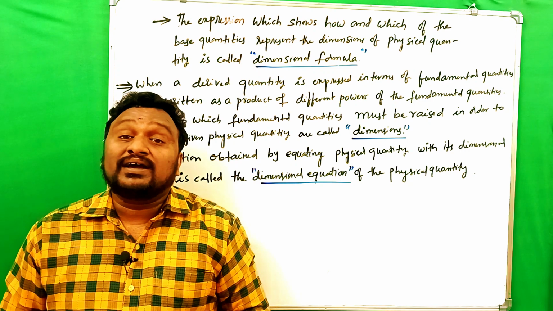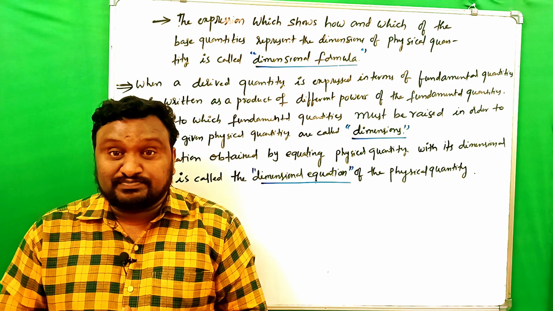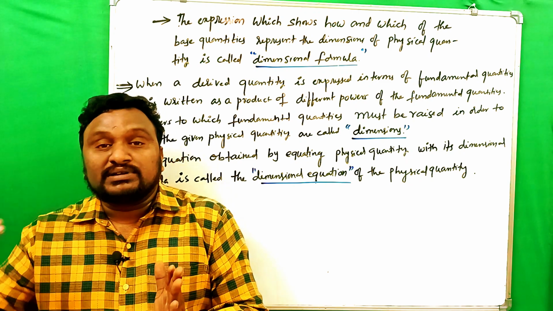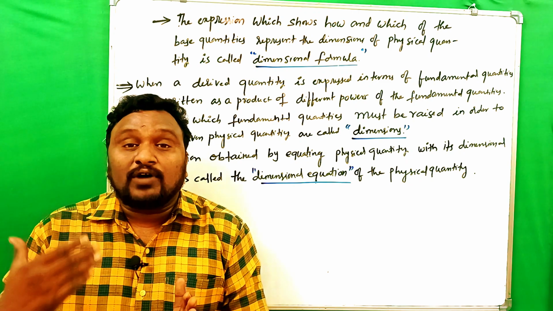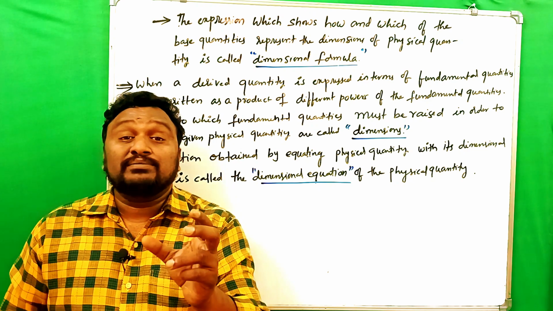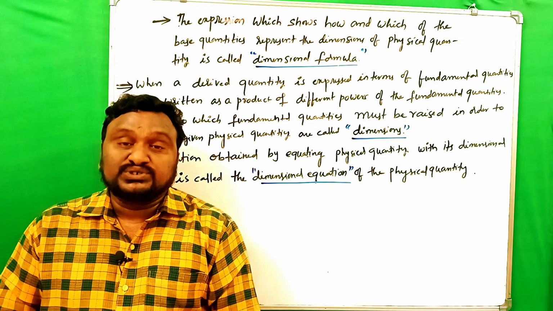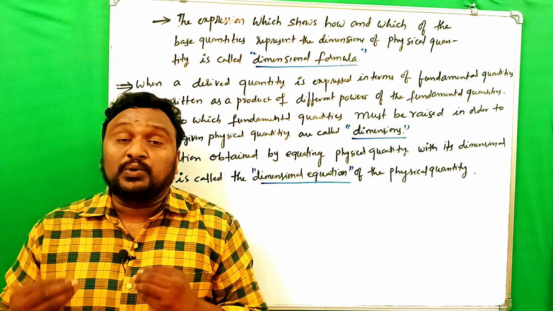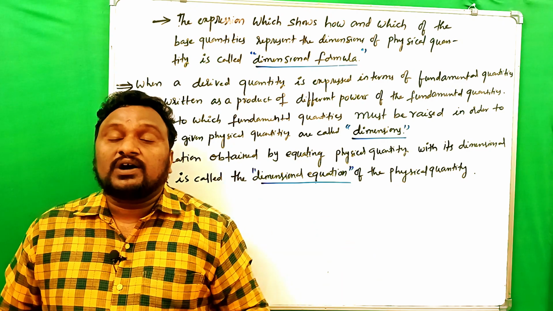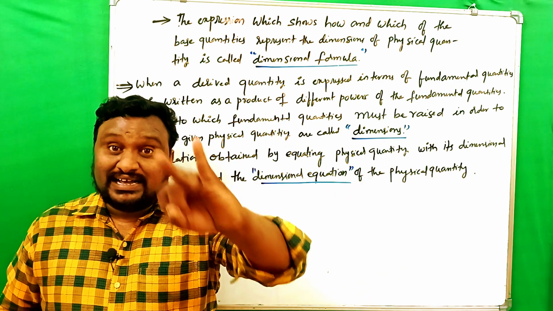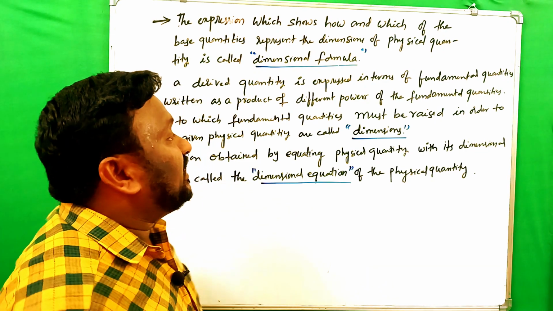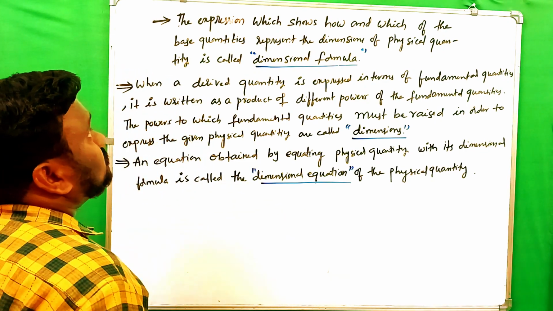And what is meant by a dimensional equation? A physical quantity symbol and its dimensional formula written in the form of an equation is called a dimensional equation. So these are the basic things you have to have an idea about: what is dimensional formula, what is dimension, and what is dimensional equation. Some definitions are on the board, you have to observe here.